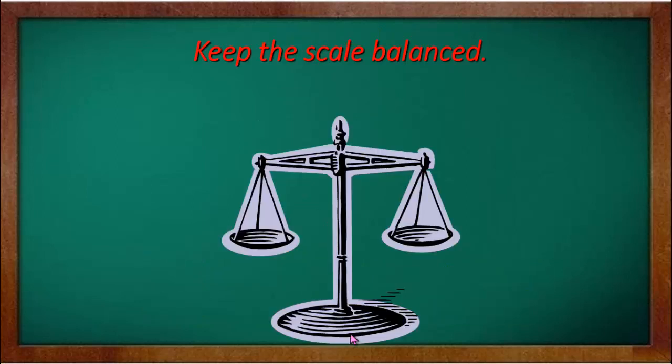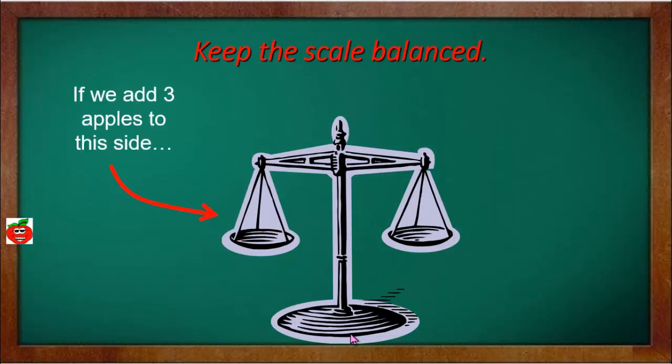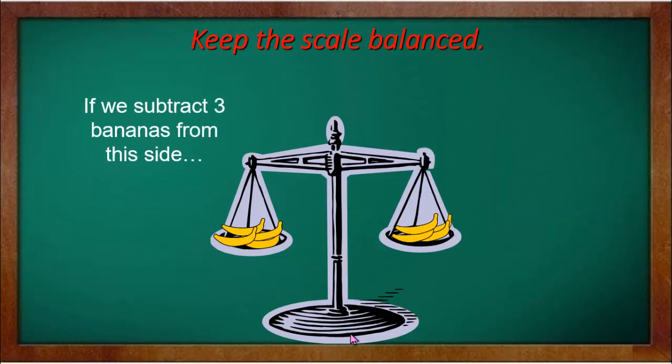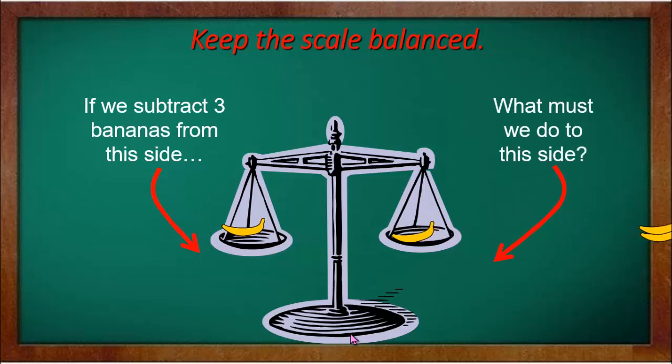So this means that if here is my scale, if I add 3 apples to the left hand side, I must also add 3 apples to the right hand side in order to have my scale balanced. And if I take away 3 bananas from the left, I must also take 3 from the right in order to have my scale balanced.